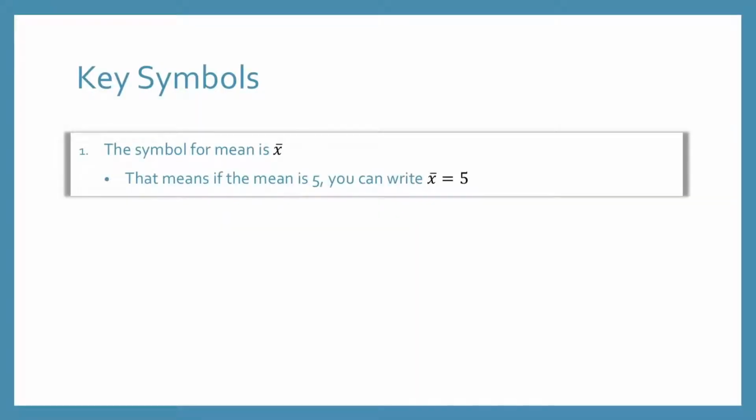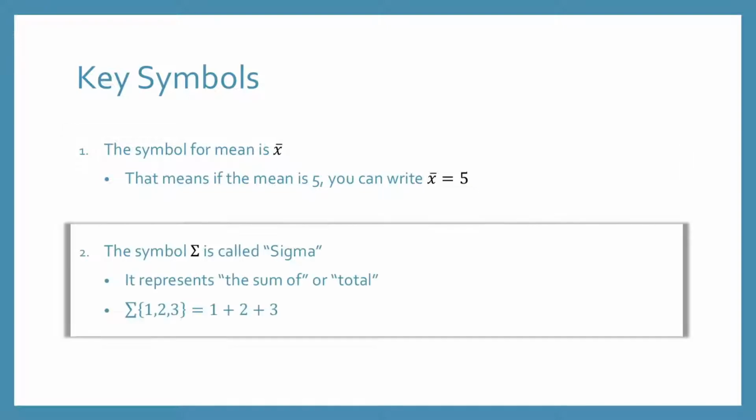First thing, the symbol for mean is x with a dash on top. So when you're writing your answers, you can write x-bar equals 5, or whatever the mean may be. Second thing, this symbol is called sigma. That means the sum of, or the total. So if you see something like sigma 1, 2, 3, it just means 1 plus 2 plus 3.